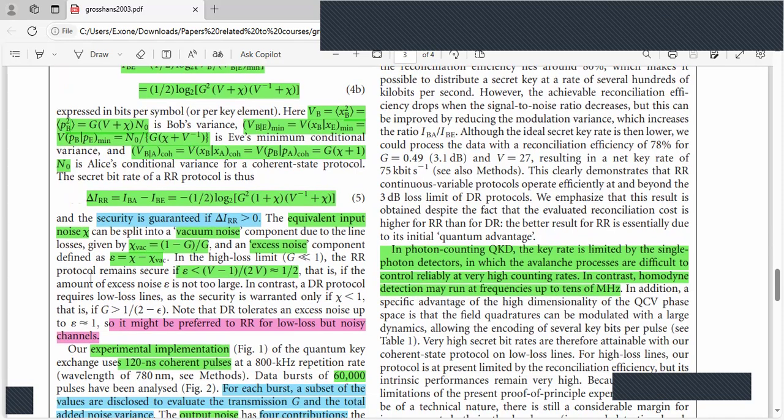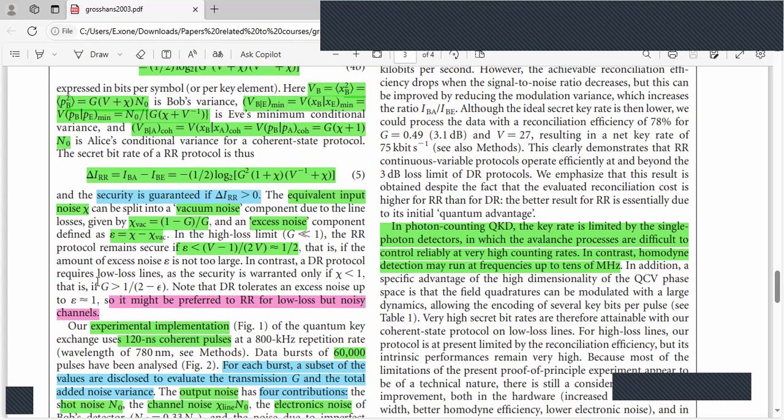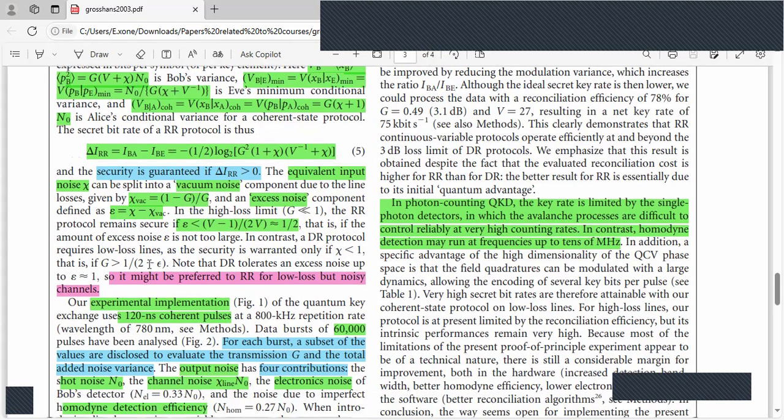So in order for the security to be guaranteed, it must be positive. And this gives us some conditions on some parameters. So we have two types of noise, that is the vacuum noise, which depends upon the line losses, and excess noise that is other than the vacuum noise. In order for the protocol to remain secure, the excess noise, that is noise from untrusted sources, should be very small and should not be too large.